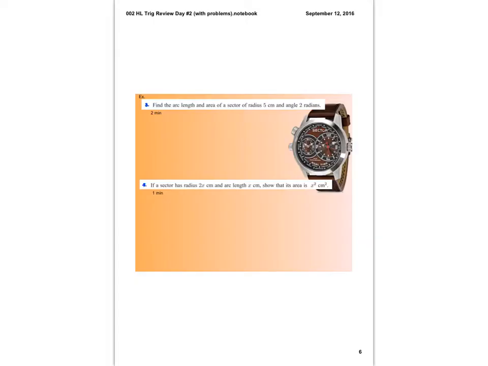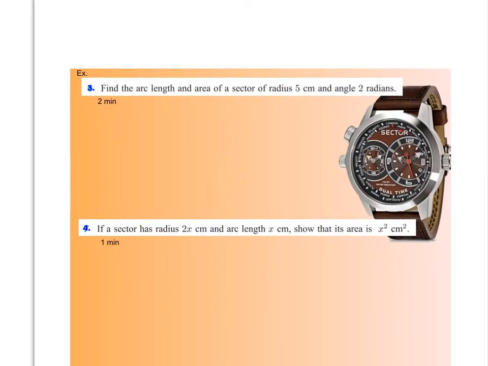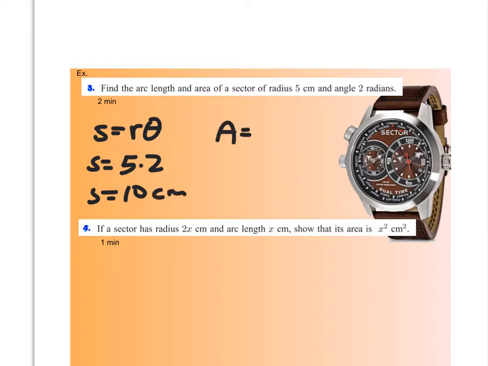Cool. Find the arc length and area of a sector of radius 5 and angle 2 radians. Oh, that's nice. So arc length S equals r theta. Why did I say that's nice? Because it was already given in radians, so the arc length would be 10, what is that, centimeters? Area, theta over 2, 2 over 2, r squared, 25. Looks like the area would be 25 centimeters squared.